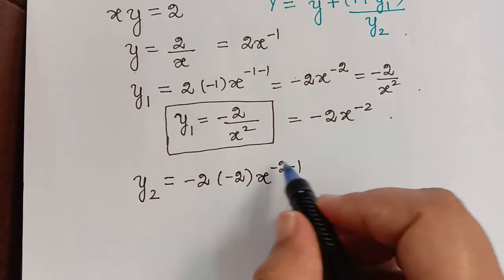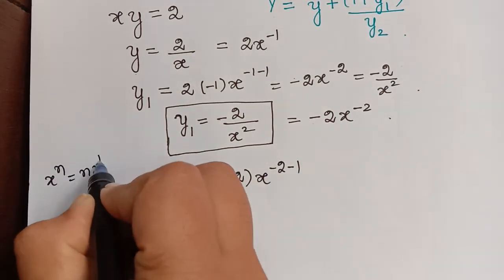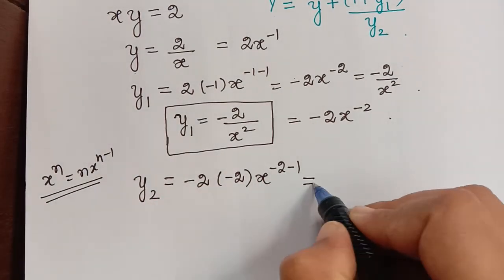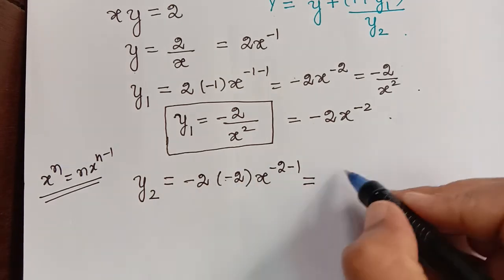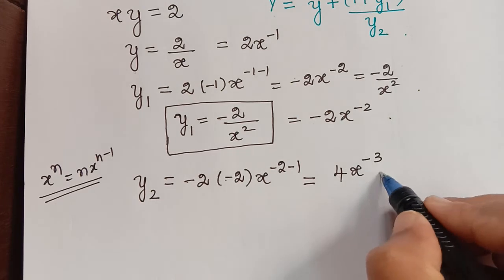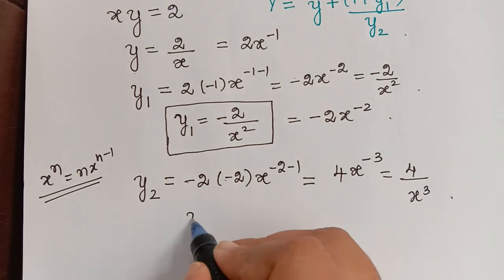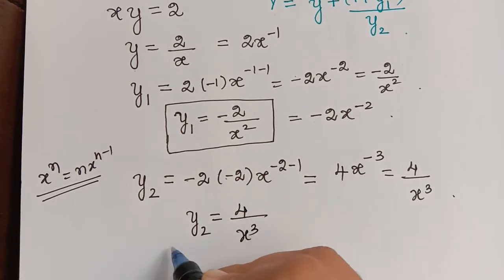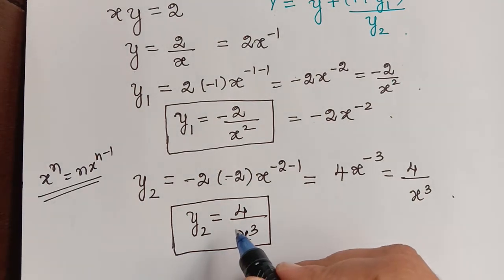This is by the formula, that is differentiation of x power n is n x power n minus 1. So using this method we have obtained this. Minus into minus will become plus. So 2 times 2 is 4, x to the power of minus 3, and that will be equal to 4 by x cube. Therefore y2 is equal to 4 divided by x cube. So we have evaluated y1 and y2.